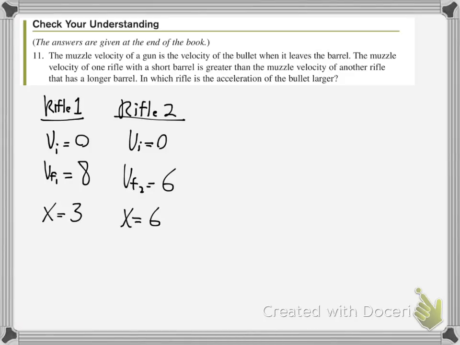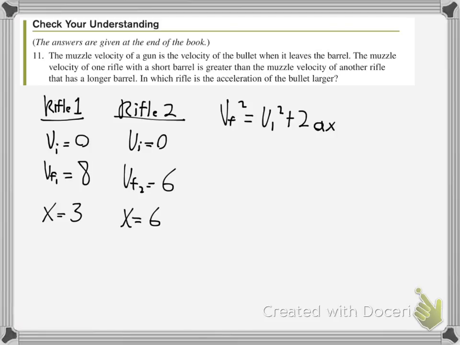And using the same thinking, we would say that the displacement for rifle 1 would be 3 and the displacement for rifle 2 would be 6. These are just values that we plugged in using the information from the problem again, because rifle 1 has a shorter barrel and rifle 2 has a longer barrel. So with the variables that we have and solving for acceleration, we would have to use the kinematic equation that our final velocity squared is equal to our initial velocity squared plus 2 times our acceleration times our displacement.